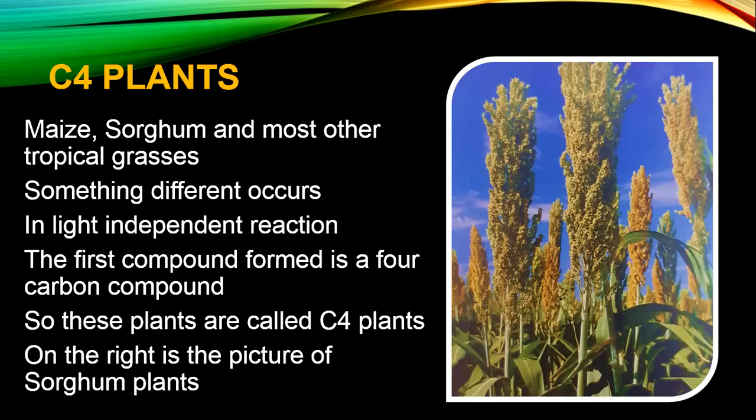So which are the C3 plants? Those plants where in the light independent stage the very first compound formed is a 3-carbon compound are called C3 plants. If it is a 4-carbon compound, then obviously these plants are called C4 plants. For example, once again, this is the sorghum plant.